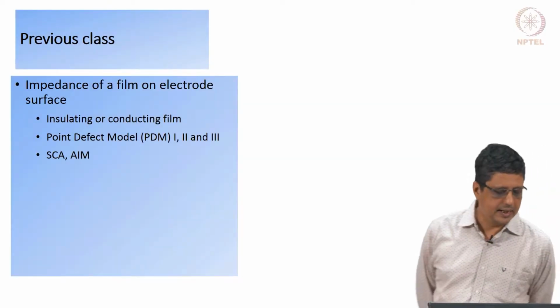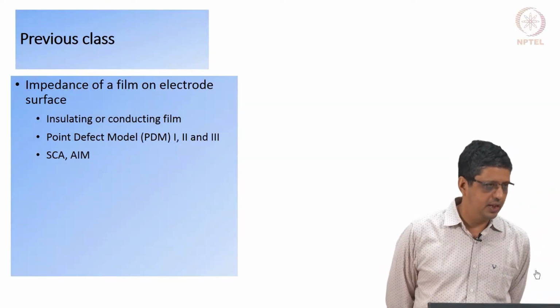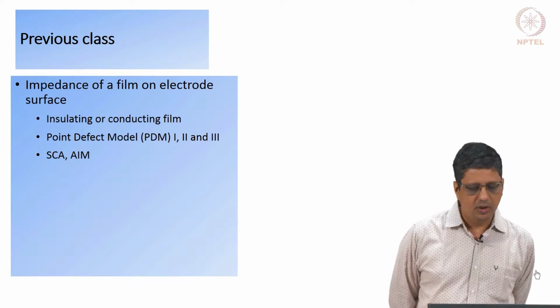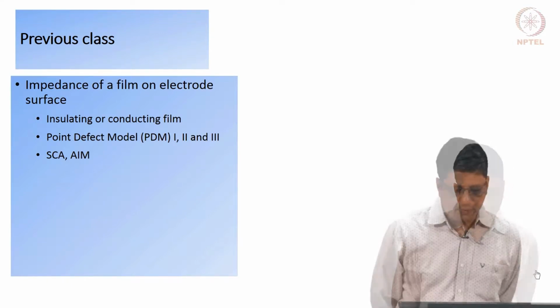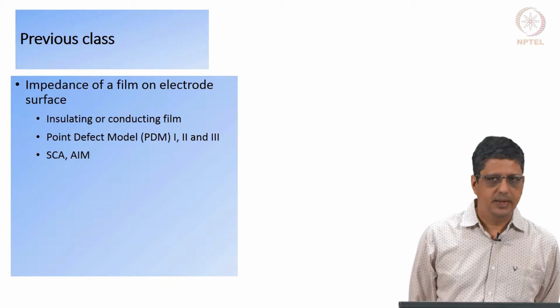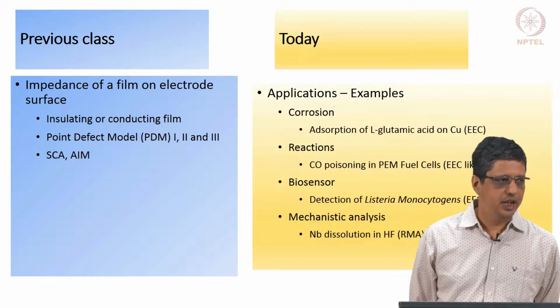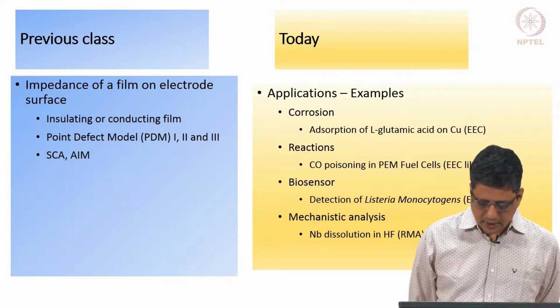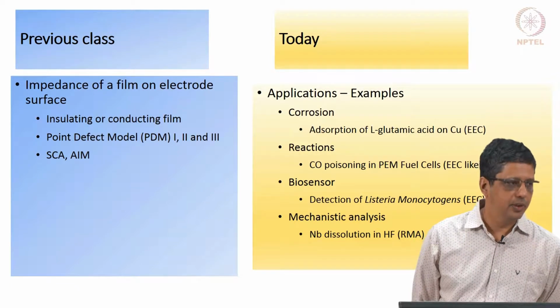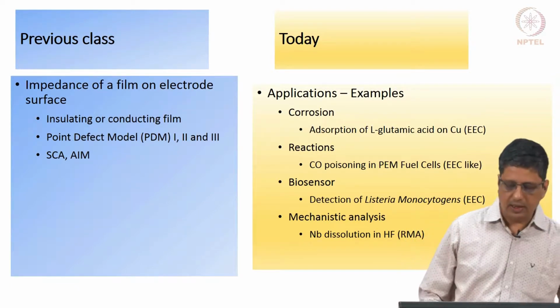Okay, so in the last class we have seen different models for describing the impedance of a film, right. What I want to show today are a few example applications, how impedance spectra have been analyzed and used in the literature. I want to describe 4 examples, 2 of them from our group and 2 of them from research in other labs.